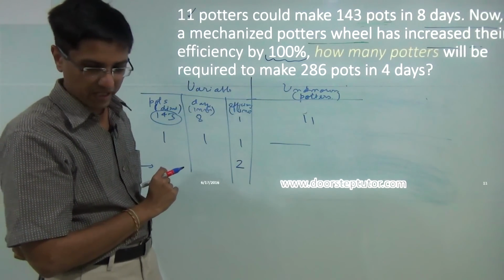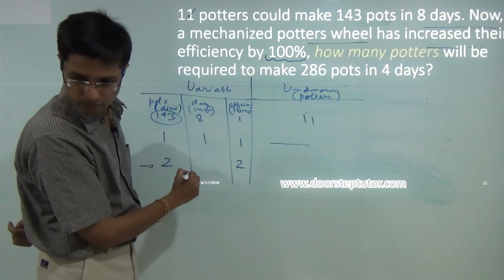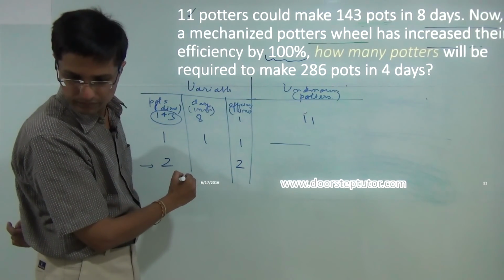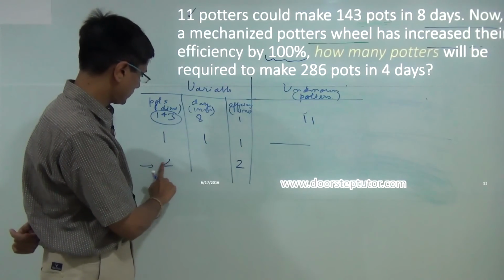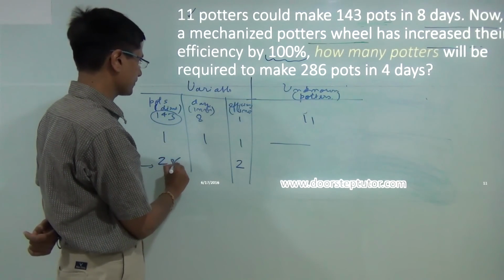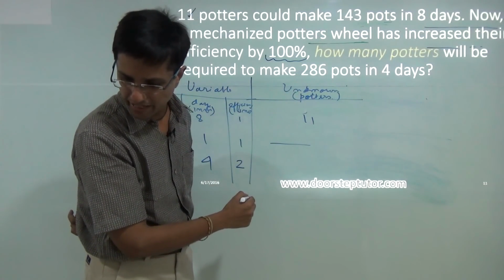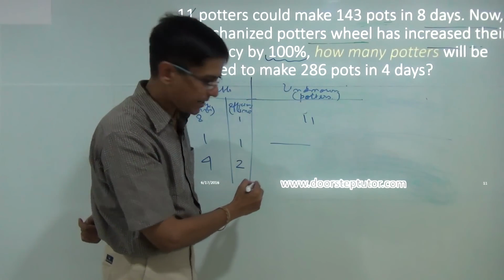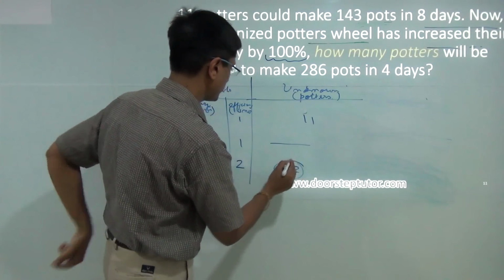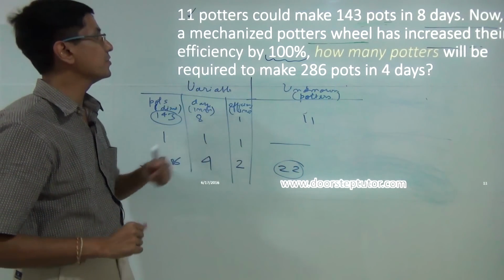Now if I fill in the values here, the number of pots becomes 286, the number of days becomes 4, and the final expression you can write here, your answer would come out to be 22. So you can solve everything yourself and then your answer would be 22. So you can do this yourself.